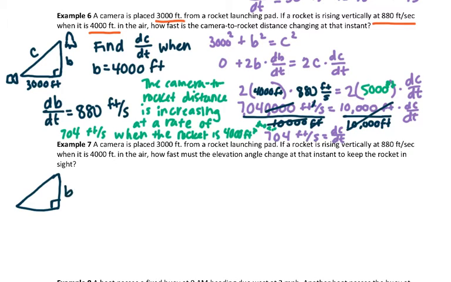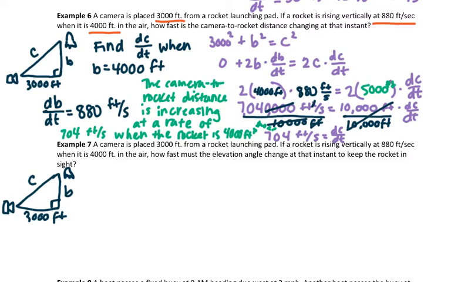So I'm going to keep this the same, and this the same, and this the same. Okay, I'll try to recreate my masterpiece rocket here. It's going to look like a ghost. Sorry. Okay, that's the rocket. Alright, so how fast must the elevation angle change?